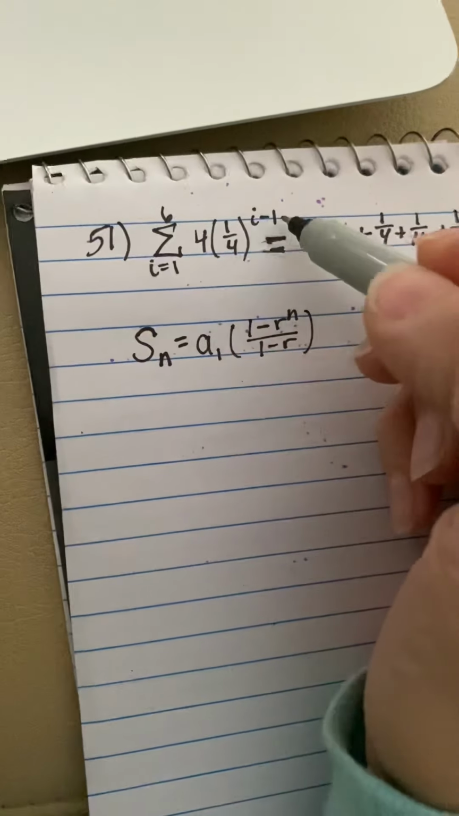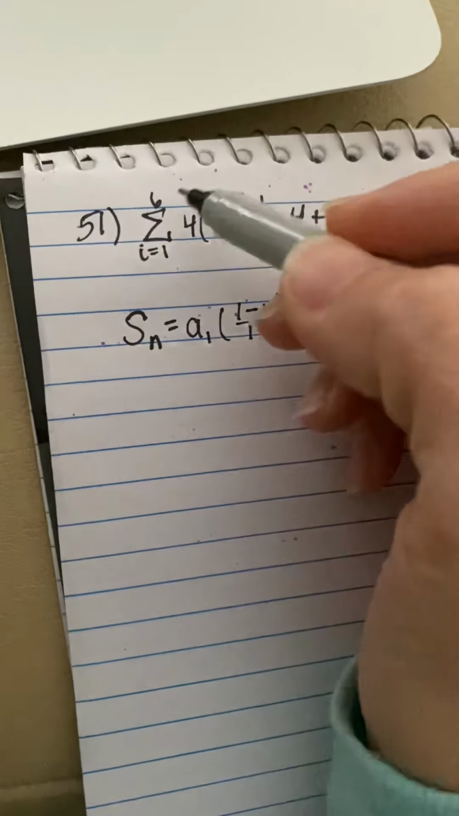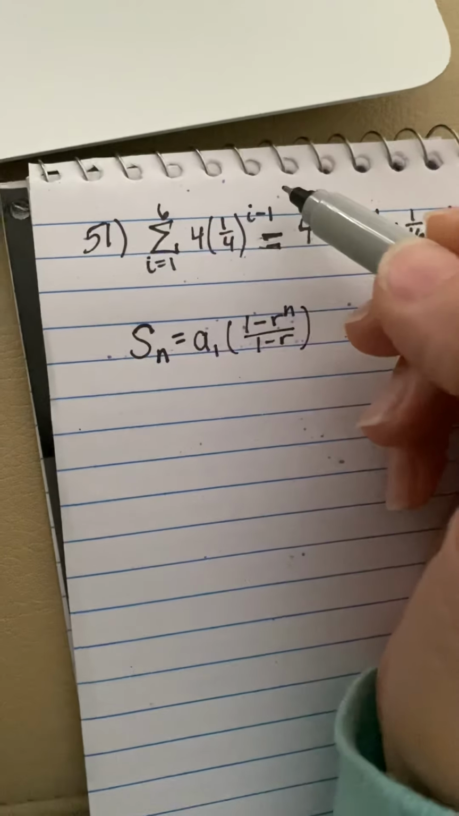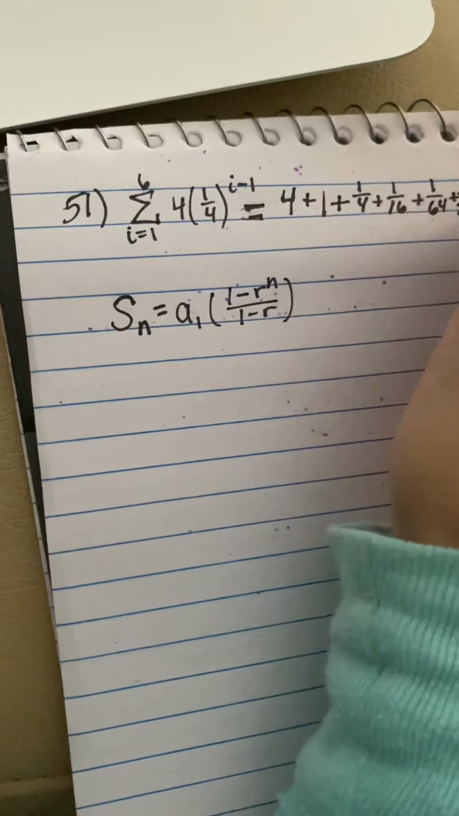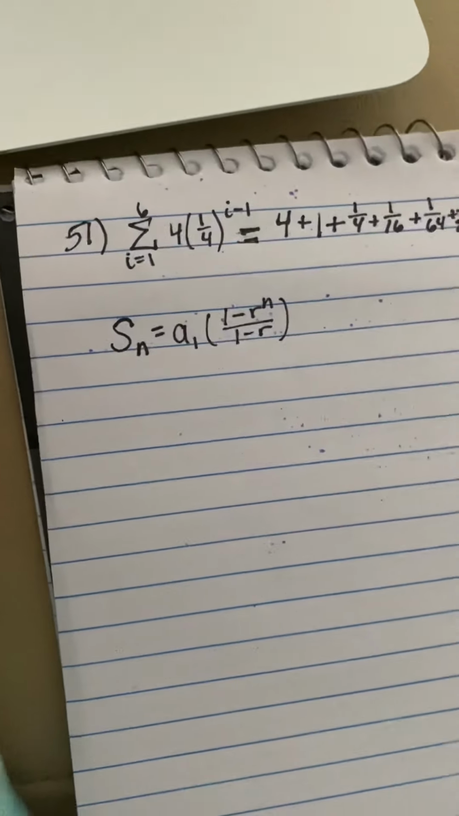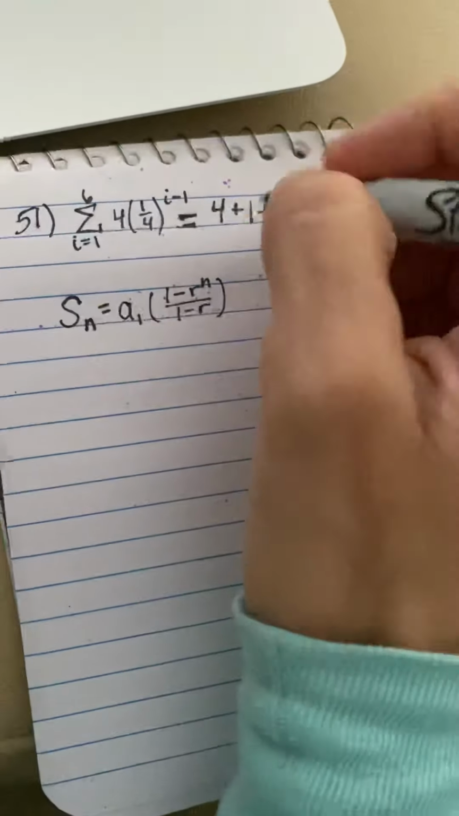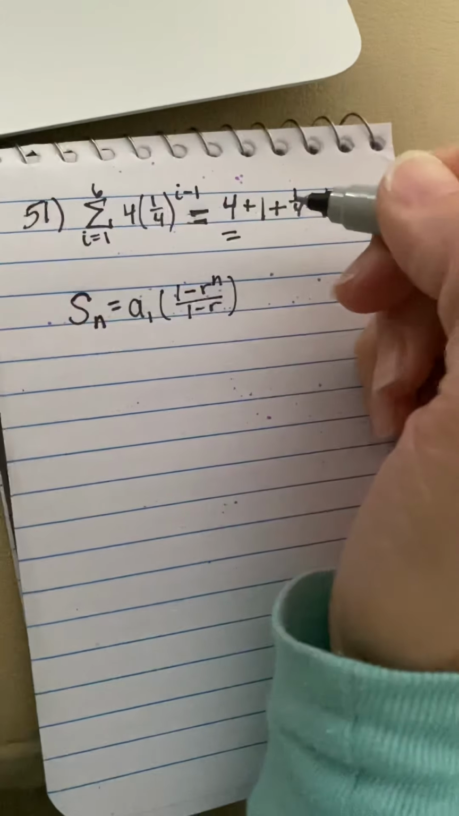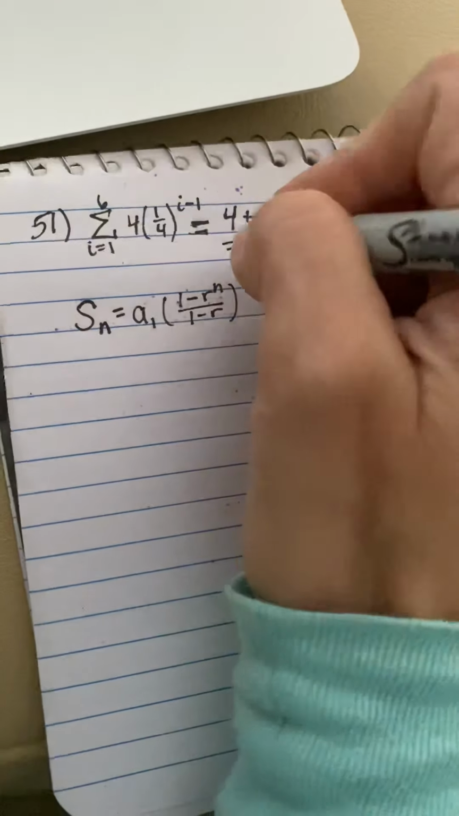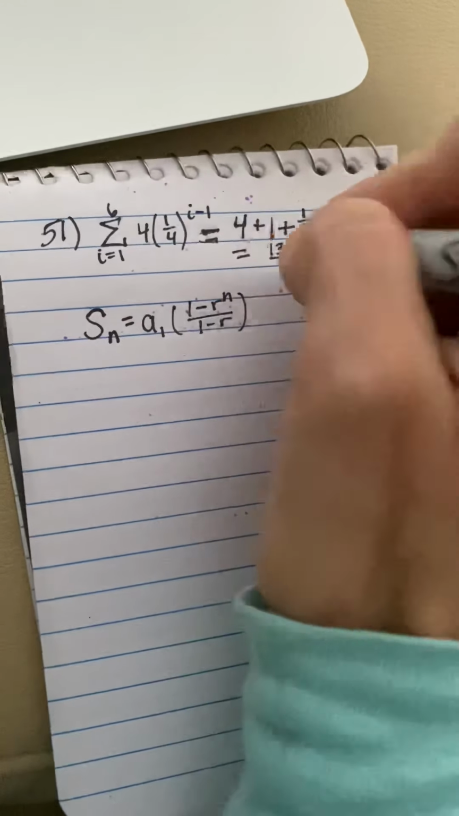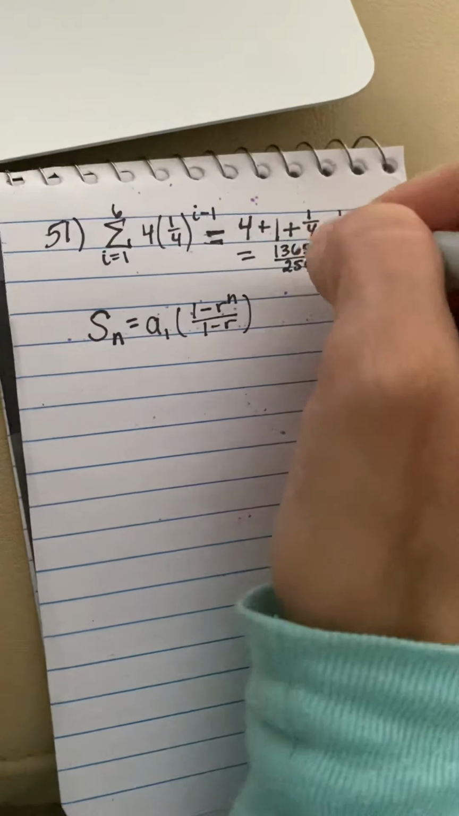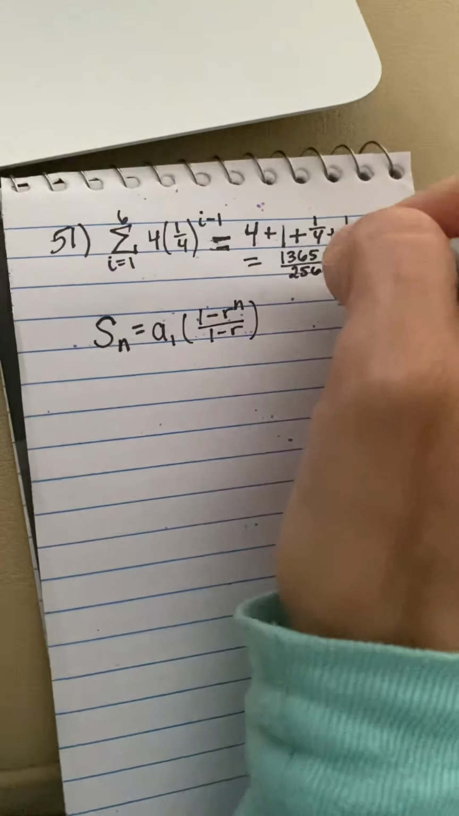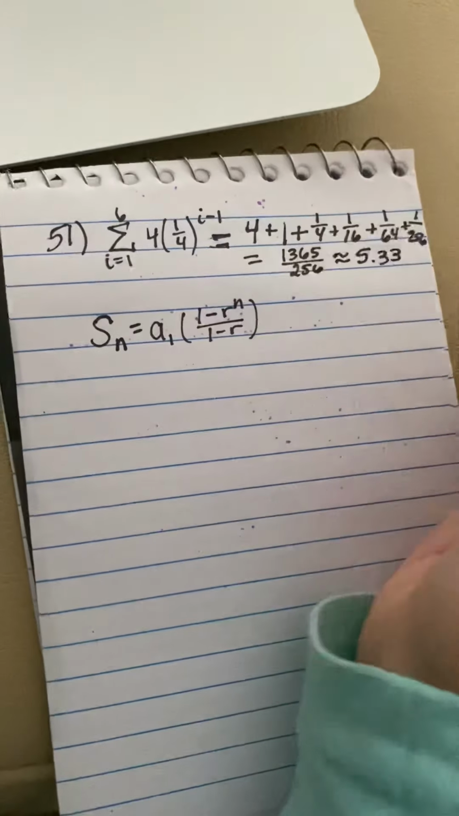And if you plug in 6, this would be to the 5th power. You figure that out and multiply by 4, and it's going to reduce to 1/256. So you could write those all out and just add those together. And you should get 1,365 over 256 if you get a common denominator. All of that comes out to about 5.33. And you could use a calculator to help with that.